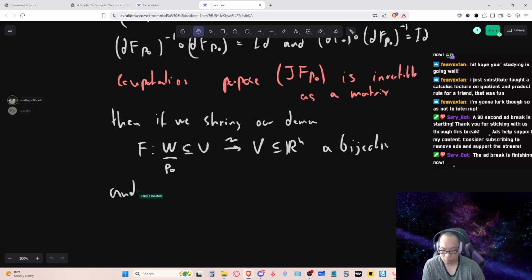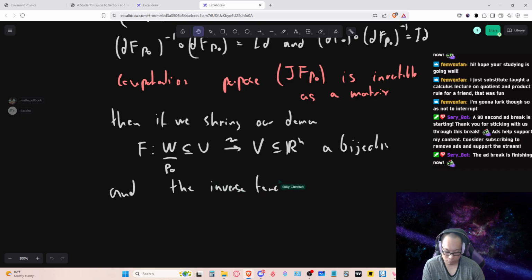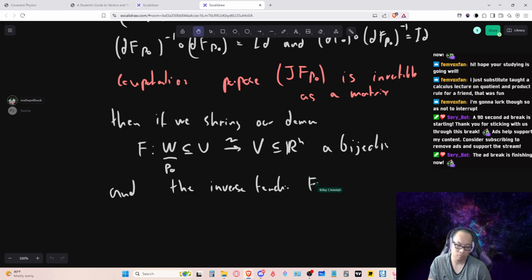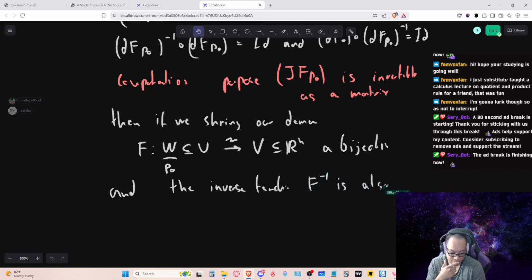And the inverse function is also of regularity C1.